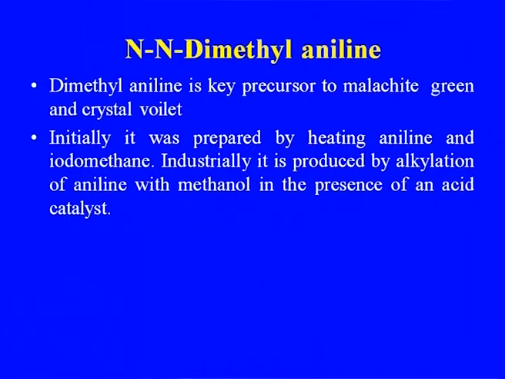Now let us come to the individual intermediates and some of the compounds. Dimethyl aniline is the key precursor to malachite green and crystal violet. Initially it was prepared by heating aniline and iodomethane. Industrially it is produced by alkylation of aniline with methanol in the presence of an acid catalyst. So aniline has many large applications as a chemical intermediate.